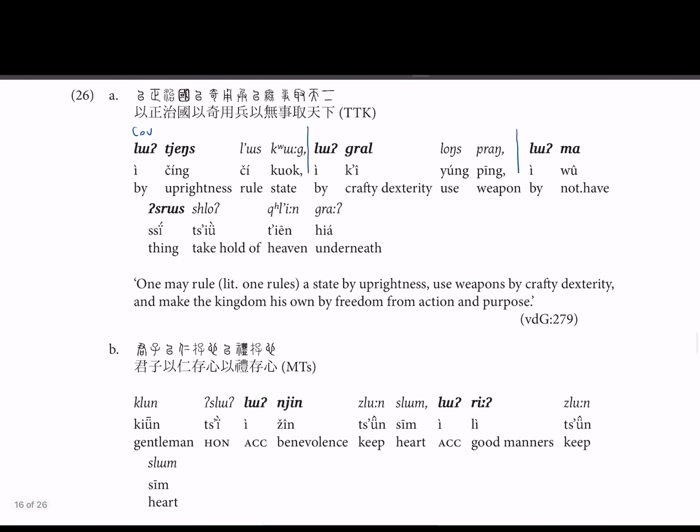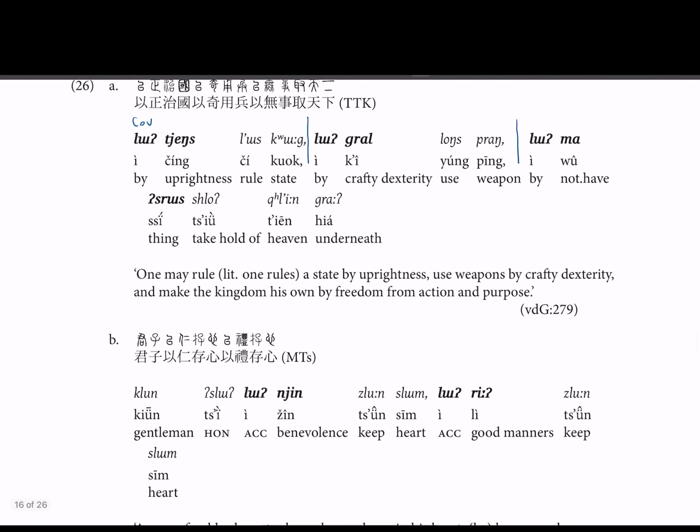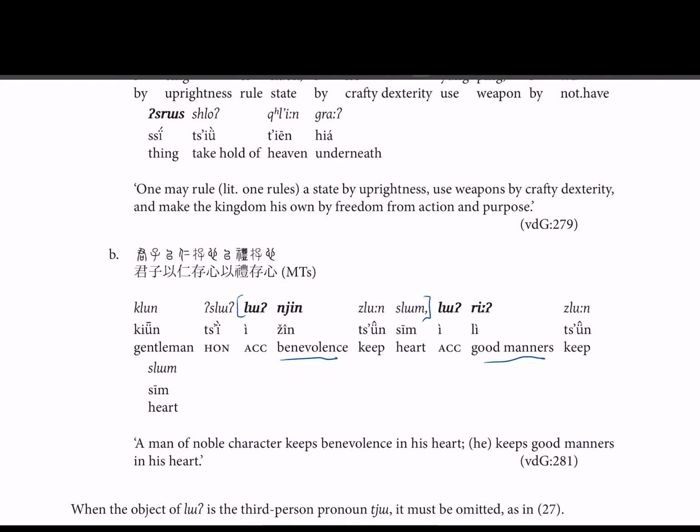On the other hand, in the sentence in 26b, klun slu le nin zlon slun, le ri zlon slun, or in modern Chinese, yun zi yi jin cun sim, yi li cun sim. We have two occurrences of le, both of which introduce an accusative object. So le, benevolence, keep heart, means to keep benevolence in one's heart, and le, good manners, keep heart, means to keep good manners in one's heart.